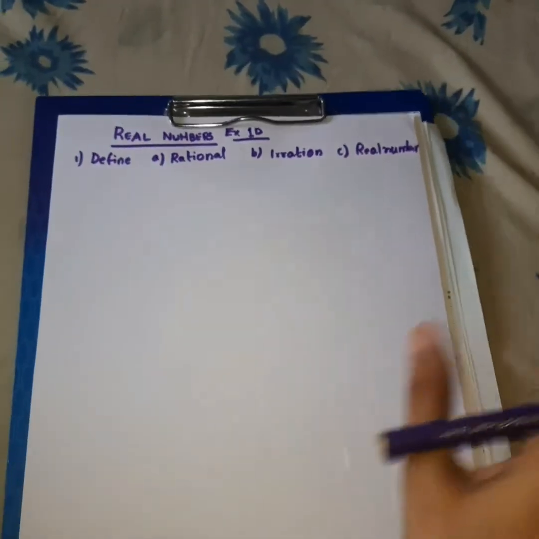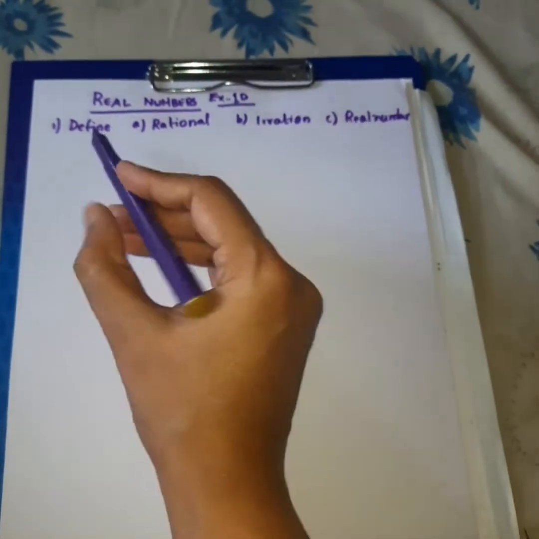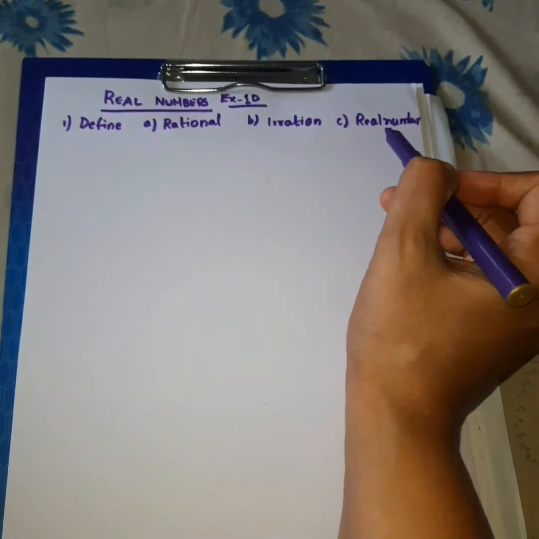Hi viewers, today we're going to see real numbers exercise 1D. This is for grade 10 CBSE board. Question 1 is define rational, irrational and real number.